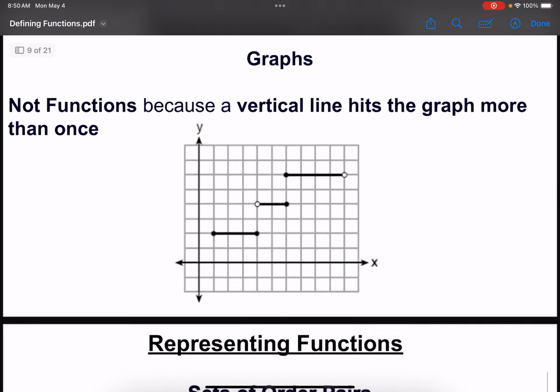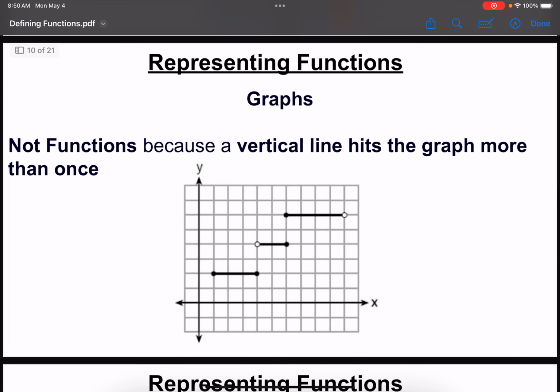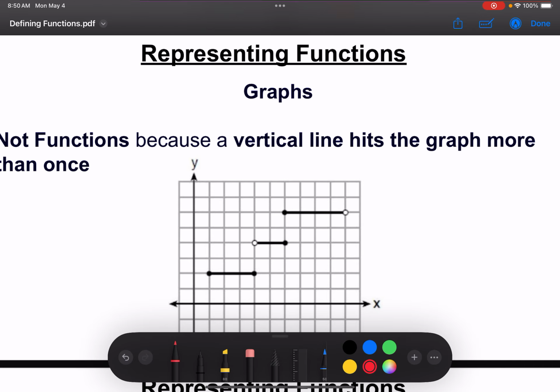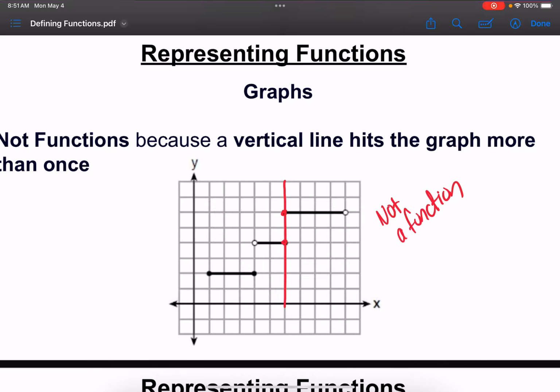And this last example is going to look a little weird, but we see this in the Regents a lot. This is called a piecewise kind of graph because it's broken up into pieces. The open circles mean that they're not part of the graph. The closed circles mean that they are. So if I draw a line here, it hits two closed circles, so that's why this is not a function. Okay, so that's with graphs.